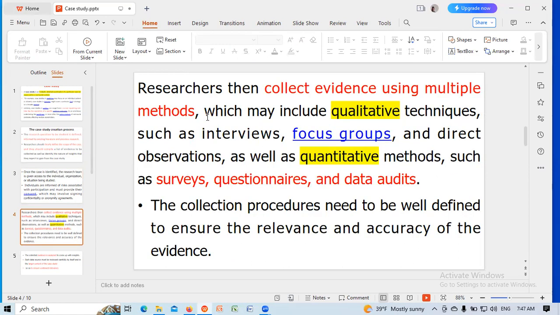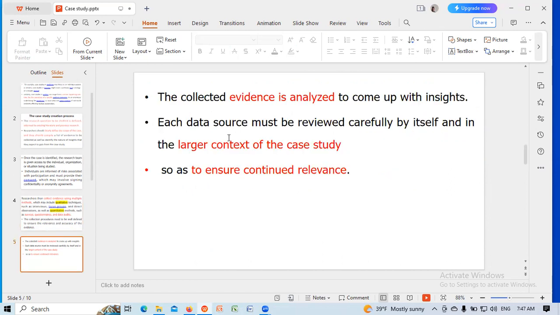Researchers then collect evidence using multiple methods, that is, qualitative and quantitative methods. Qualitative techniques include interviews, focus groups, and direct observation. Quantitative methods include surveys, questionnaires, and data audits. The collection procedure needs to be well defined to ensure relevance and accuracy of the evidence.